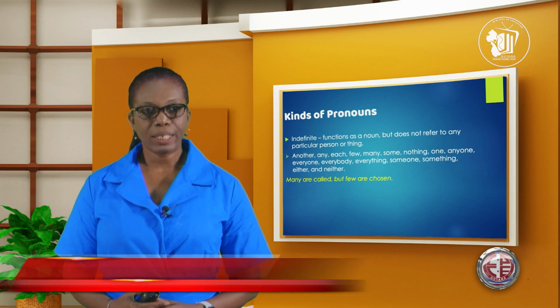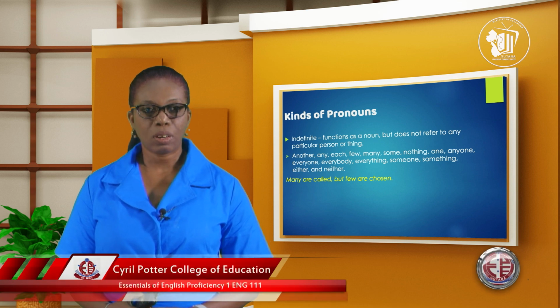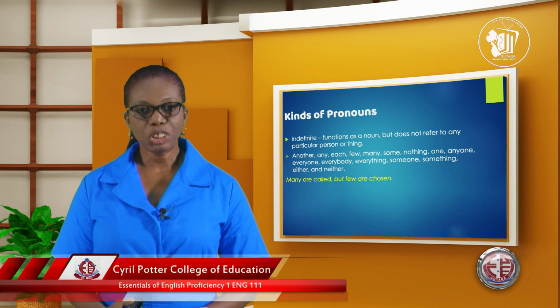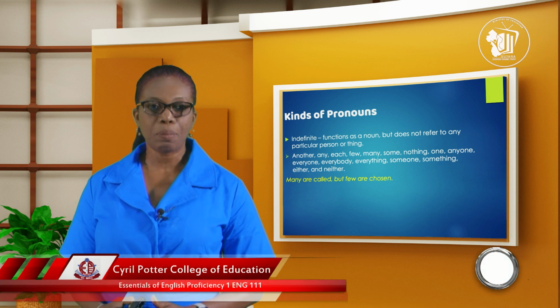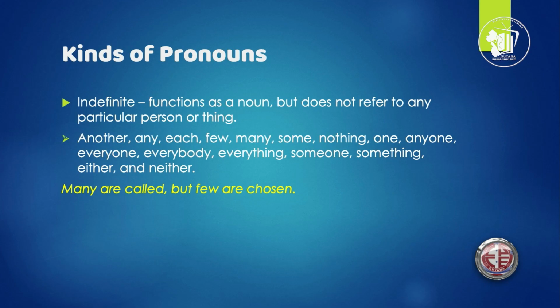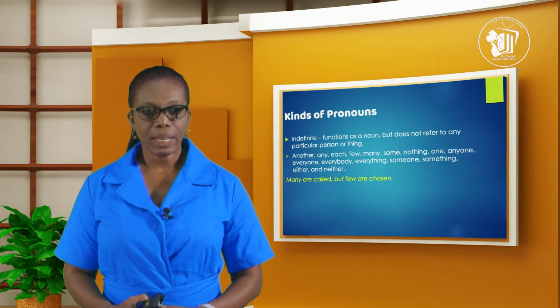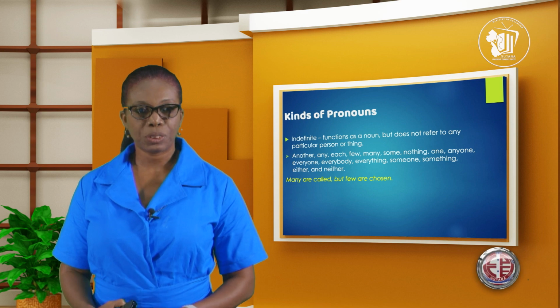Then we have the final kind of pronoun, and this is called the indefinite. And it functions as a noun but does not refer to any particular person or things. So examples of indefinite pronouns are another, any, each, few, many, some, nothing, no one, anyone, everyone, everybody, everything, someone, something, either, and neither. For example, we have, many are called, but few are chosen.